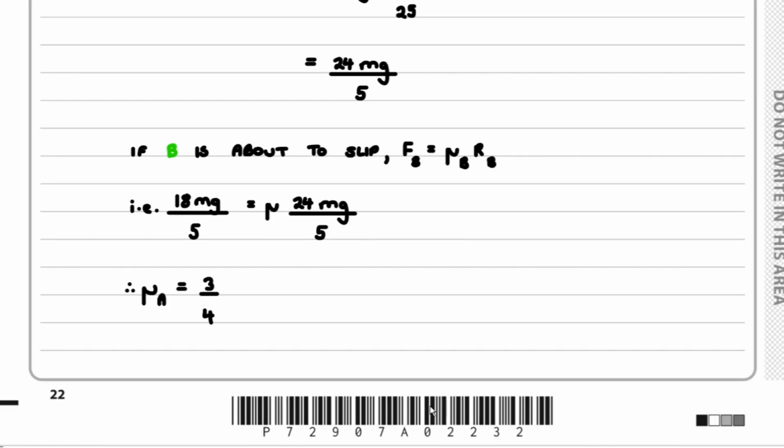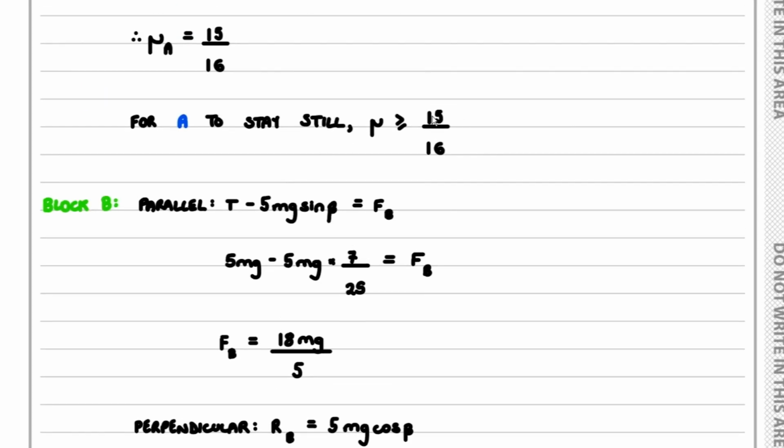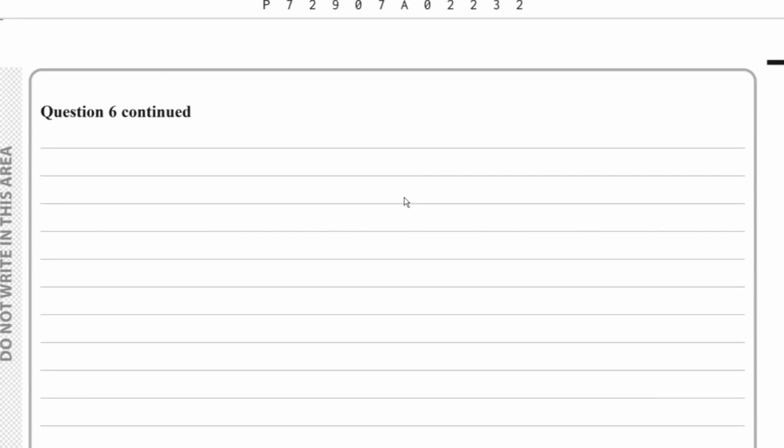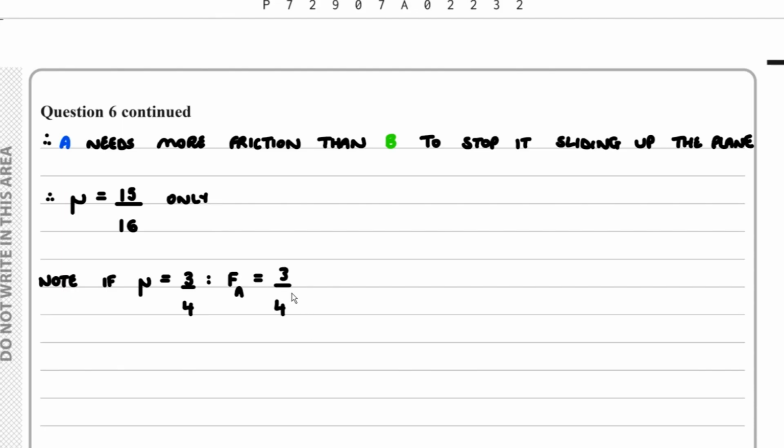We've got 18 mg over 5 equals mu times by 24 mg over 5. So we've got mu B, which is equal to 3/4, and therefore for B to stay still, mu has to be greater than or equal to 3/4. So if I compare this 3/4 to the 15 over 16, A needs more friction than B to stop it sliding up the plane, which means mu is equal to 15 over 16 only.